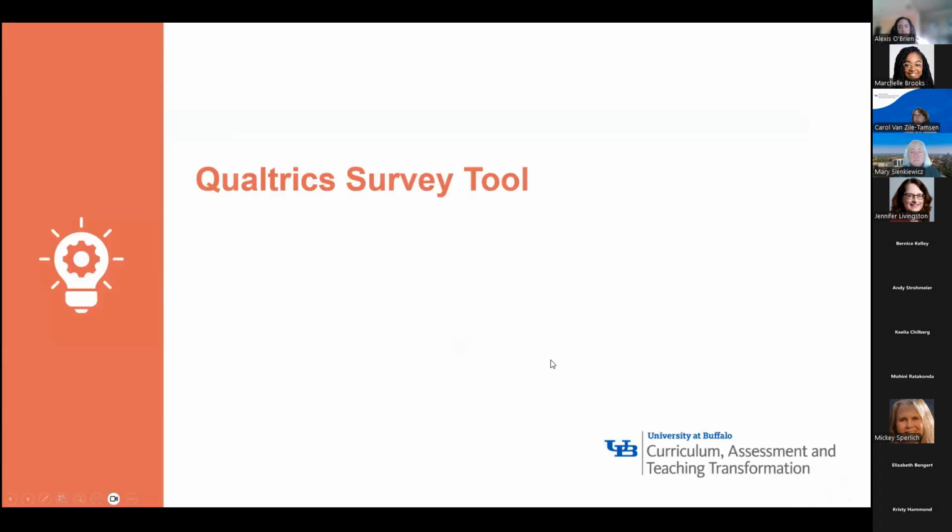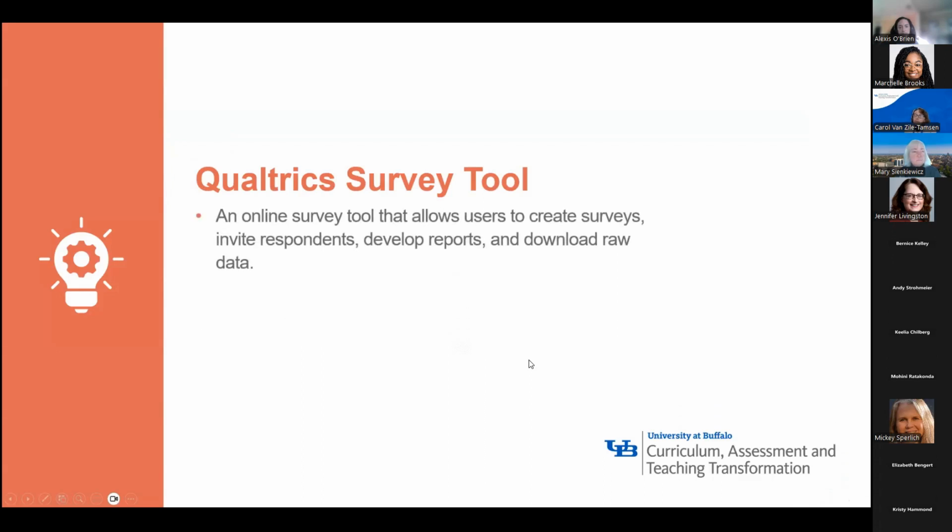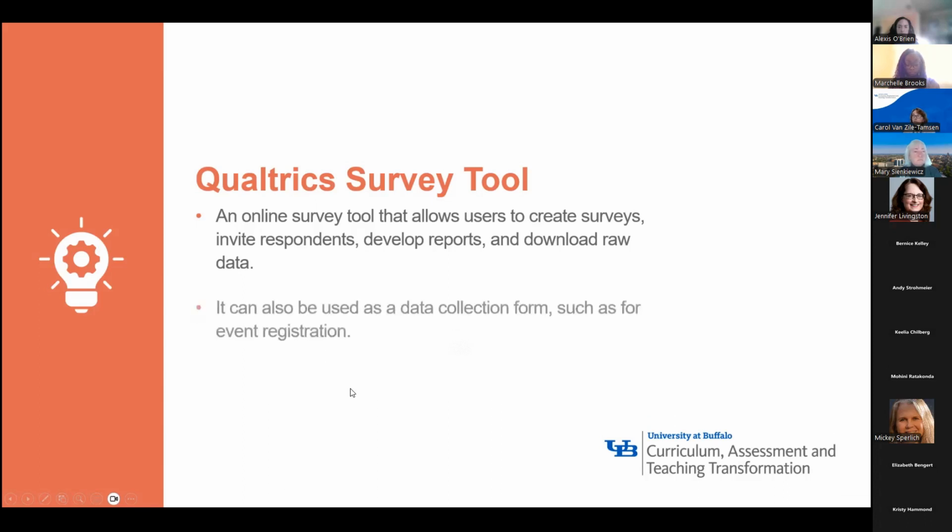So to get started, the tool will let you create surveys, invite your people to respond to surveys, develop reports, and download raw data. And for that reason, it makes it a great tool to use if you're doing social science research, or if you're doing program evaluation for research projects that have been externally funded. You can use it for registration forms, any type of need you have to collect information from people. This tool will help you do that.